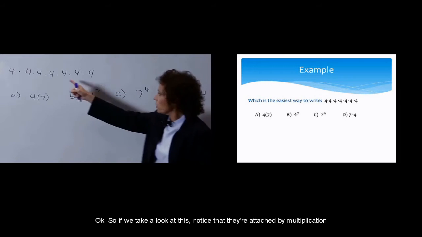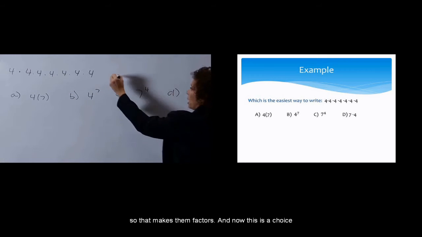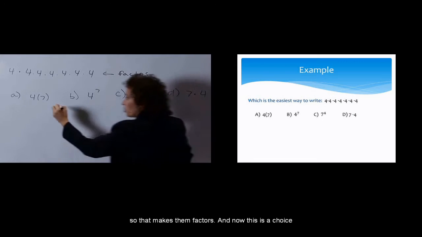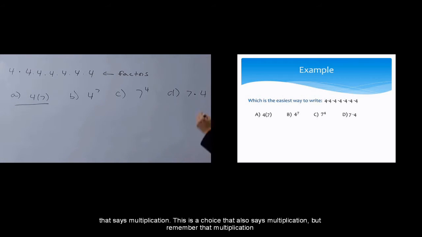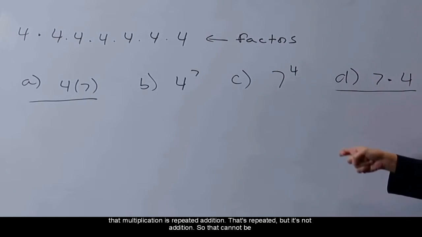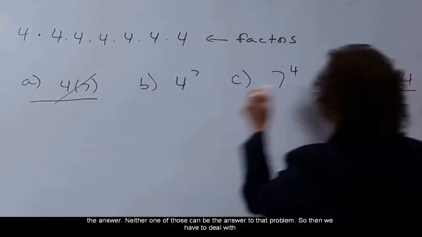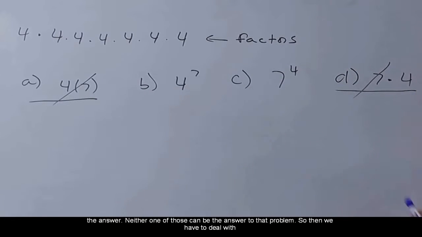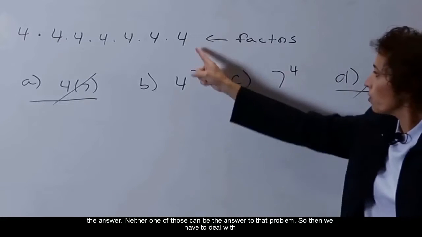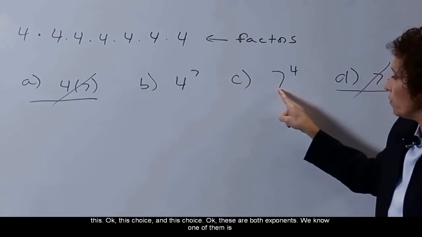So if we take a look at this, notice that they're attached by multiplication, so that makes them factors. This is a choice that says multiplication. This is a choice that also says multiplication, but remember that multiplication is repeated addition. That's repeated, but it's not addition. So that cannot be the answer. Neither one of those can be the answer to that problem. So then we have to deal with this choice and this choice.